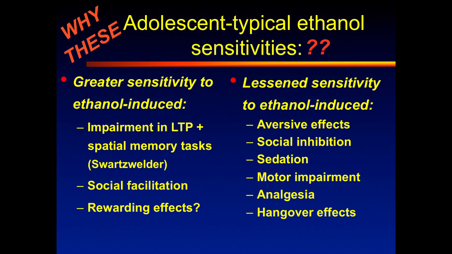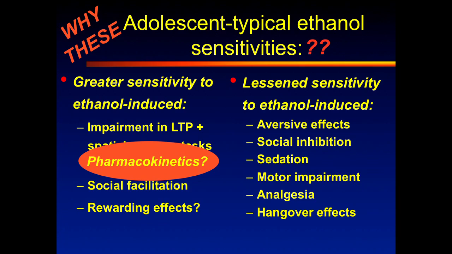Now, there's a number of questions that we can ask about this. One is why? Why are these adolescent-typical ethanol sensitivities? Why are they more sensitive to certain things? Why are they less sensitive to others? We talked a little bit about pharmacokinetics, and I can say we can eliminate that from studies like the sedative study I just showed you, but it's annoying in that adolescents do tend to metabolize alcohol a little faster than do adults. Their metabolic rate generally is faster than adults.